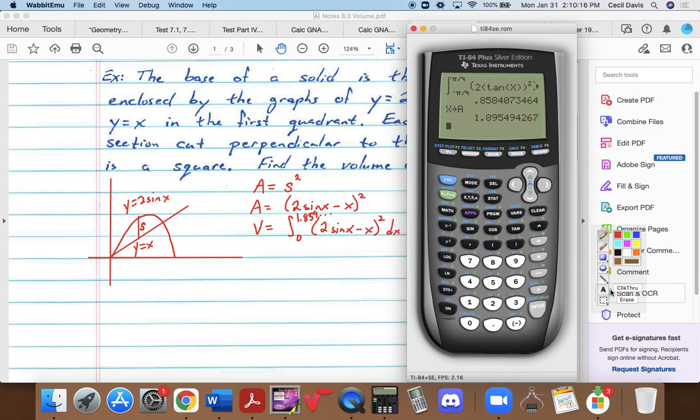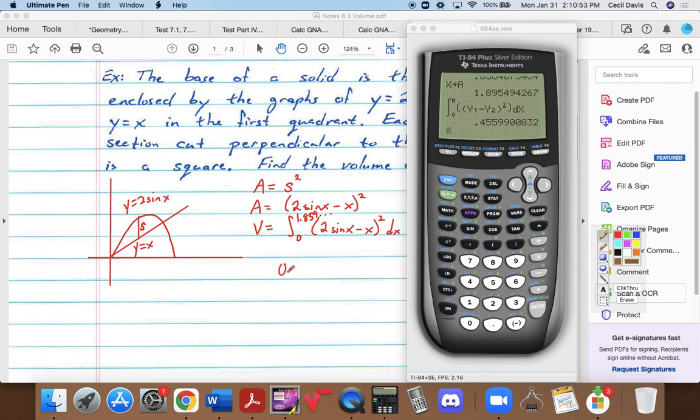So then the volume is going to be the integral from 0 to a of parentheses, my first function, which I put in y1, minus my second function, which I put in y2, squared with respect to x. So the volume is 0.456.